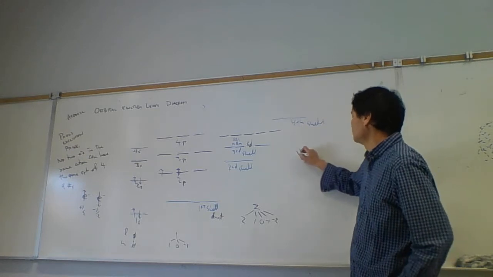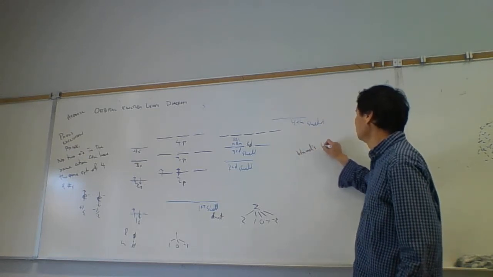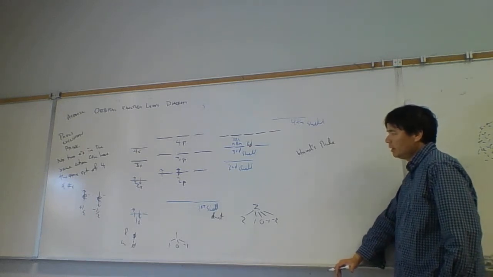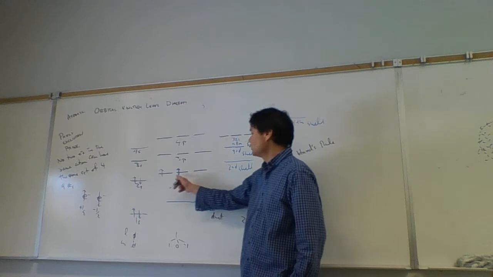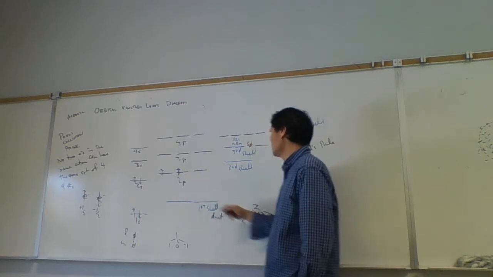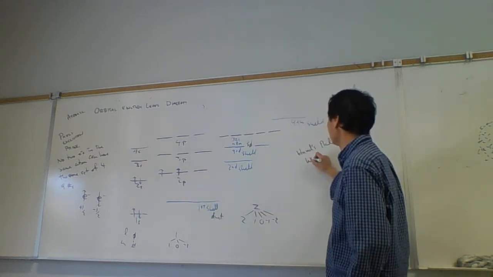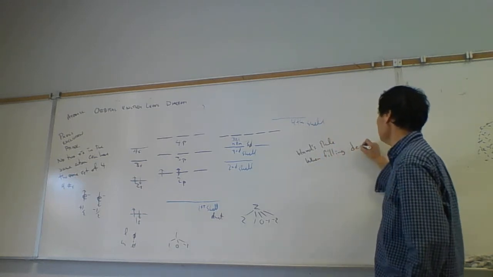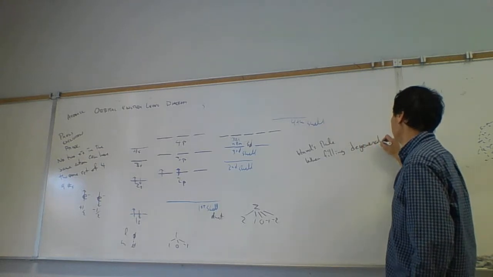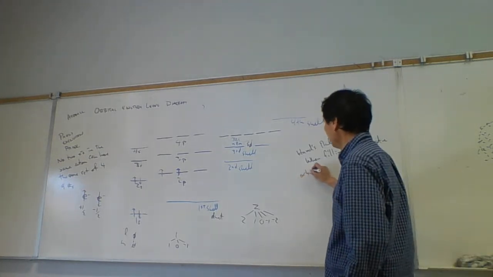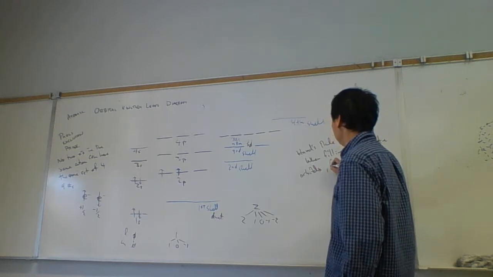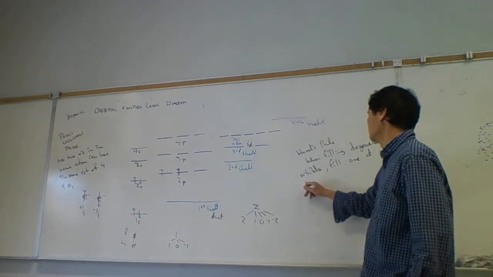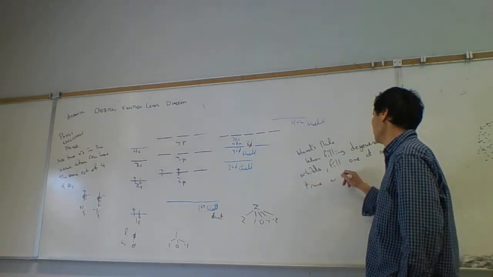And so I need to talk about Hund's rule here. Hund's rule states that when we are filling degenerate orbitals, degenerate means the same energy, energetically degenerate orbitals. When filling degenerate orbitals, fill one at a time with parallel spin.